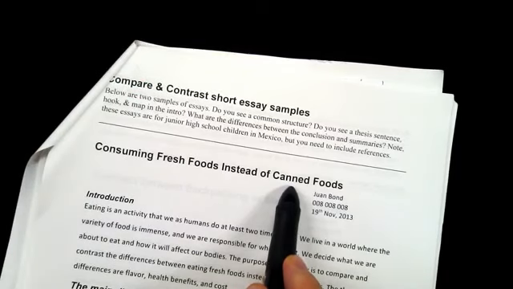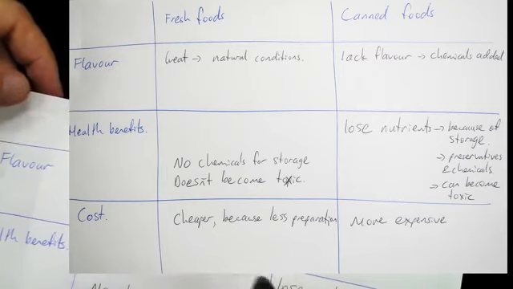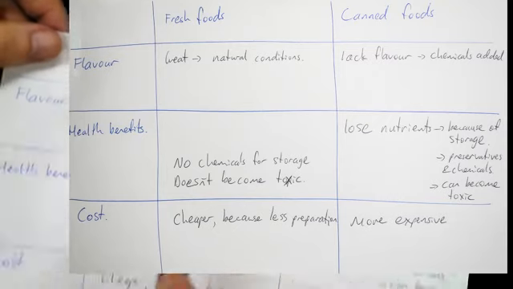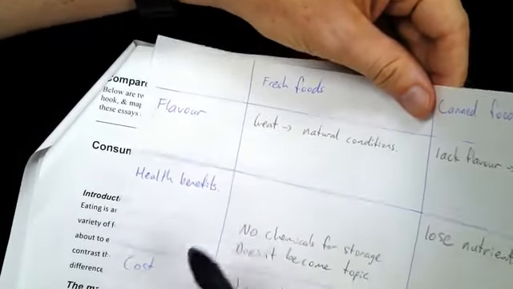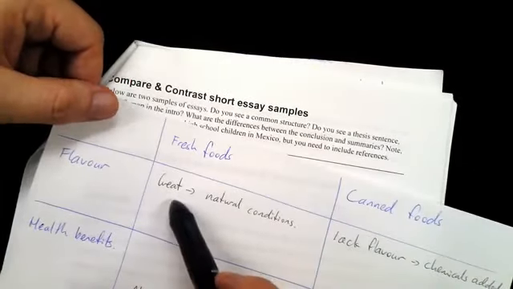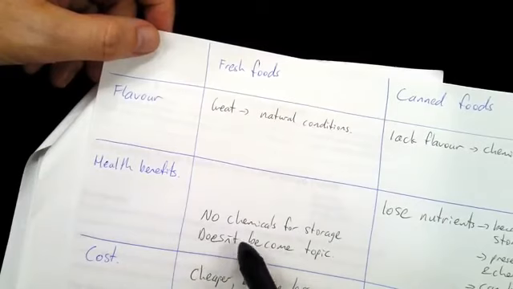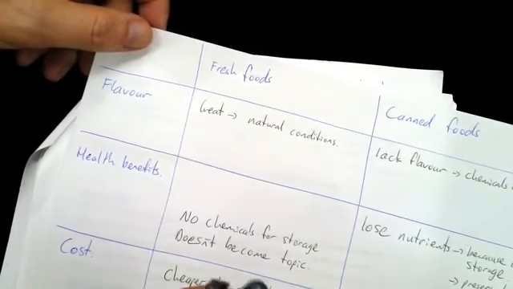And so, in making this essay, this article, the author made a list, or a table. Here is the fresh foods column, here is the canned foods column. And this author thought of 3 points: flavour, health benefits, and cost. For flavour, they said fresh foods are great, canned foods lack flavour. Health benefits, fresh foods have no chemicals and don't become toxic.